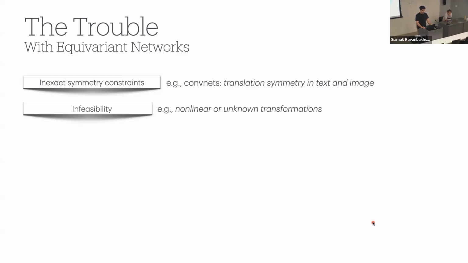Sometimes the problem is infeasibility. As I said, equivariant networks assume that the input is transformed using a linear transformation, because we can only design equivariant networks for these linear representations, linear actions of the groups. In general, if you have a nonlinear action of a group, or if you don't know what transformation has been applied at the input level, you can't design equivariant networks, or you couldn't. Another problem is that they cannot break the symmetry of their inputs.